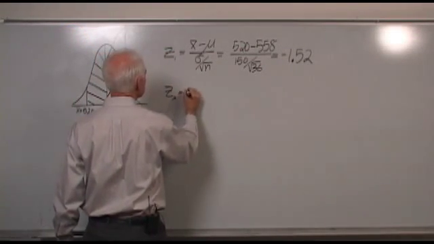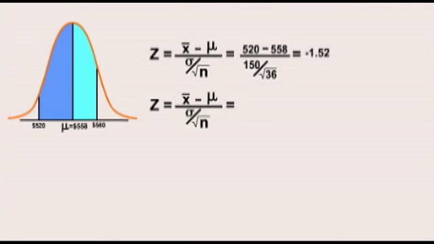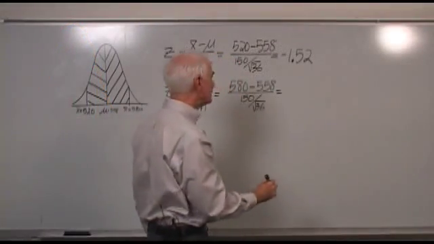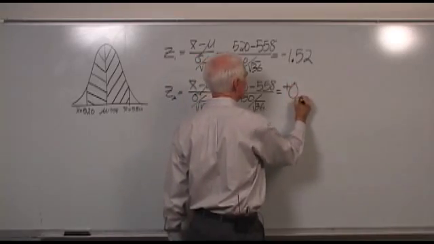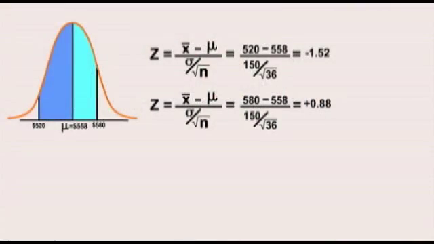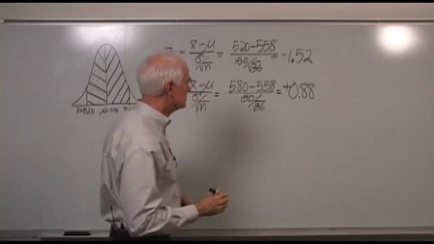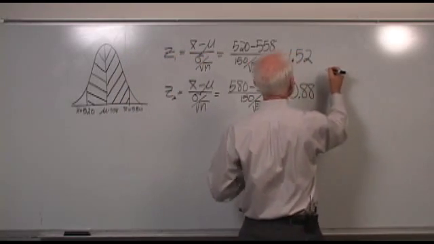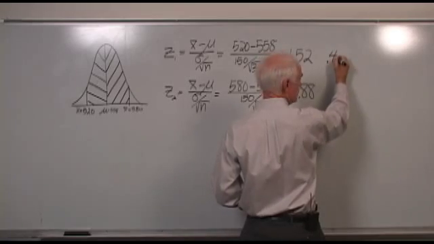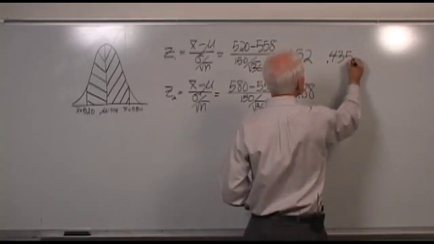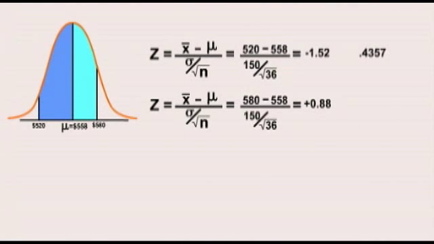Now let's calculate the other z-value. We'll call it z number 2, using the value of 580. So we have 580 minus 558, over the population standard deviation over the square root of n. As a result, we get a positive z-value of 0.88. Now we look up each z-value in the normal curve table. The probability associated with 1.52 is 0.4357, and the probability associated with 0.88 is 0.3106.